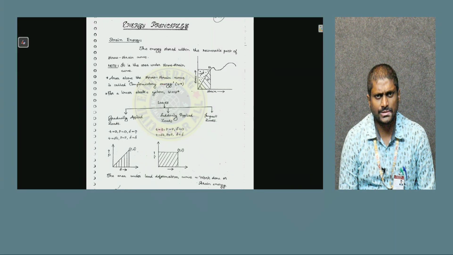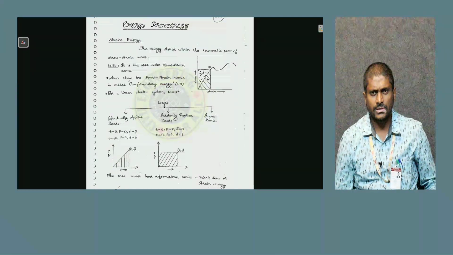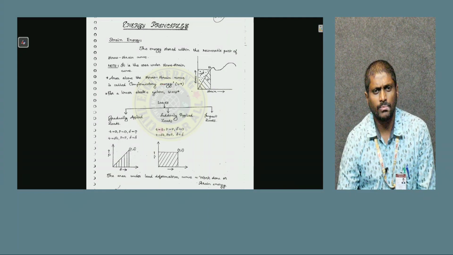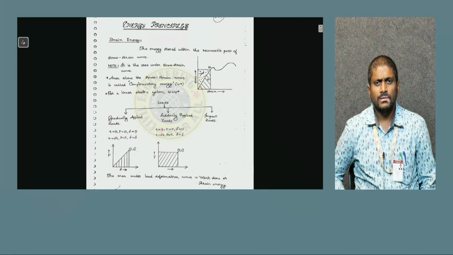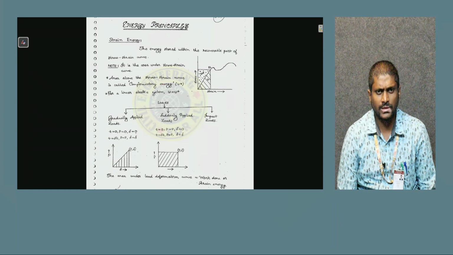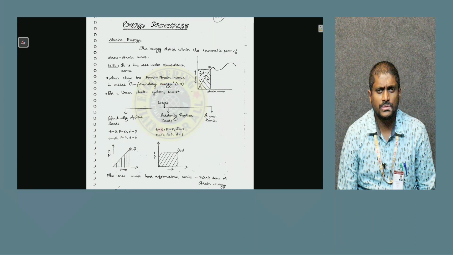For a linear elastic system, U equals U star. So U is the stress strain curve up to the elastic limit. Then there will be a parallel line, and from that line, whatever area comes, you have to take into consideration as strain energy. Then loads can be divided into gradually applied loads, suddenly applied loads, and impact loads.